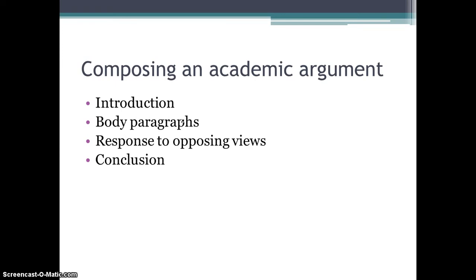Some people order their body paragraphs from strongest to weakest points or weakest to strongest points. They want to end strong. You have a lot of flexibility in how you organize your arguments, so these are all personal choices. Whatever you decide to do, you have to keep in mind that ultimate purpose: what's going to help your audience understand your perspective, okay?